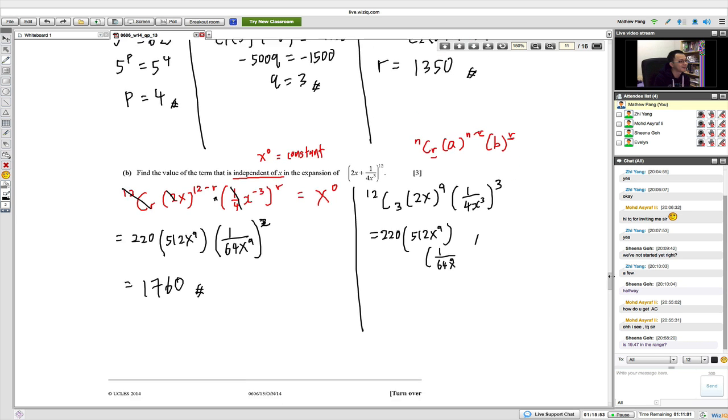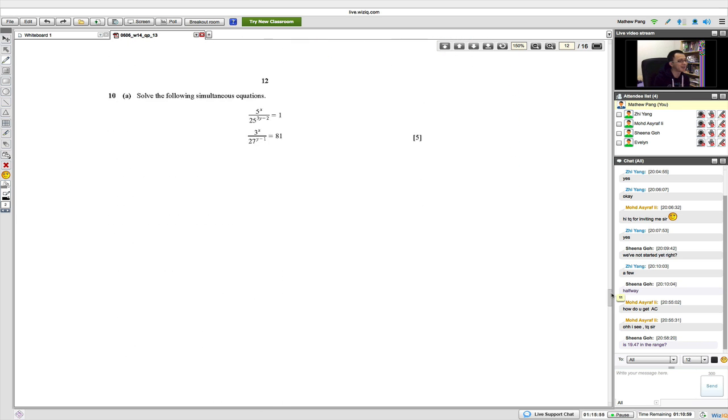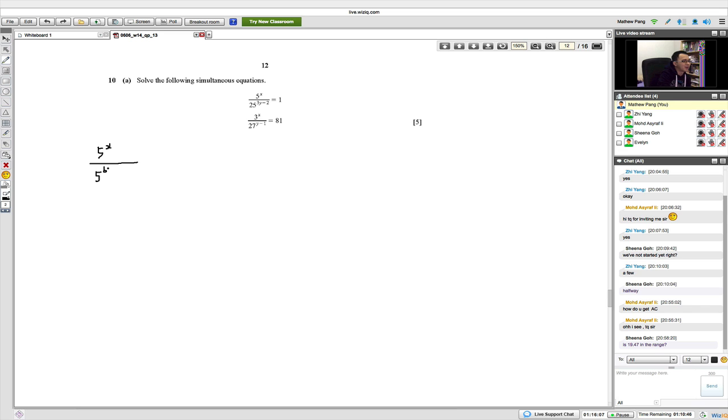I'll move on to question number 10. This is indices and simultaneous. So I'm going to solve this one very fast because it's a very easy question. This is 5 to the power of x. I will simplify 25 to become 5 squared. So this is 5 to the power of 6y minus 4. 1 is just basically 5 to the power of 0. So divide basically means minus. So we minus 6y minus negative 4, which is plus 4, equals 5 to the power of 0.